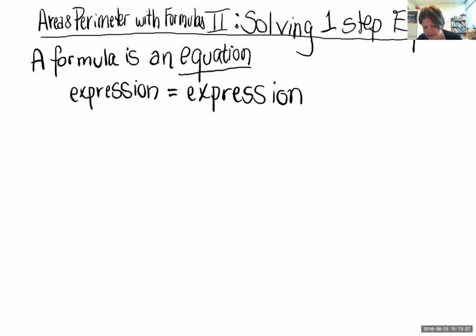So let's get an example of a formula from the GED formula sheet. Let's take a look at the area of a parallelogram formula. The area of a parallelogram formula, if you look at the GED sheet, says A equals BH. Area equals base times height. When B and H are squished together like that, they're multiplying.